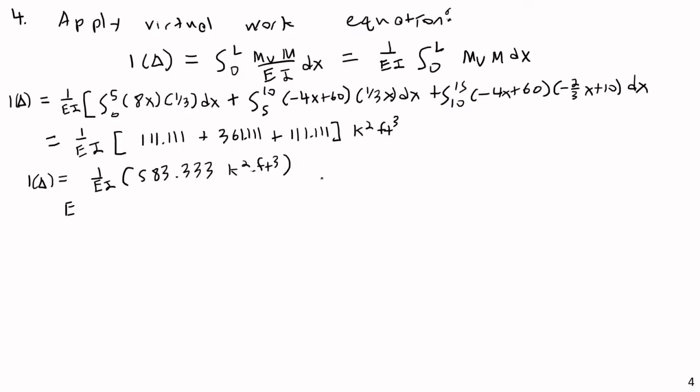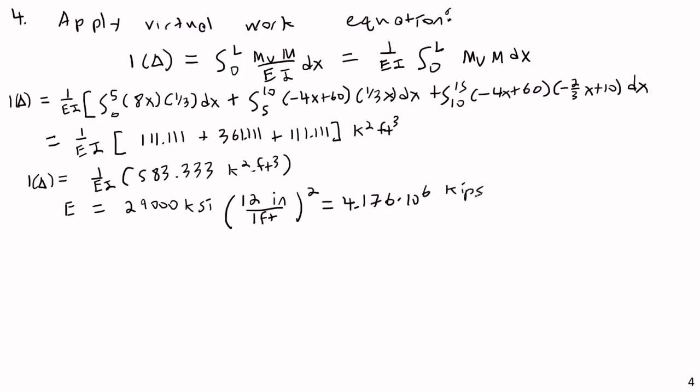And the problem is my E is going to be in kips per square inch. This is 29,000 KSI, or kips per square inch. So I need to convert from kips per square inch to KSF, kips per square foot. So I'm going to multiply by the conversion factor, 12 inches per foot, quantity squared. And this then comes to 4.176 times 10 to the 6 kips per foot squared.